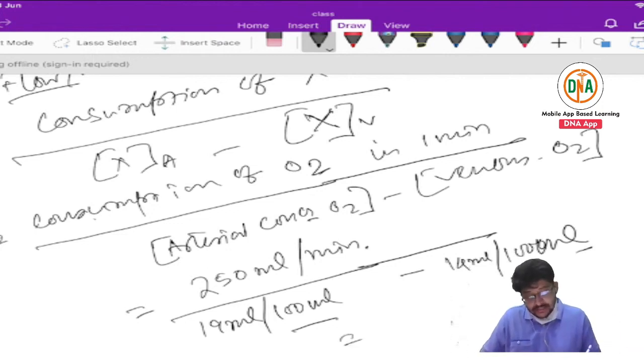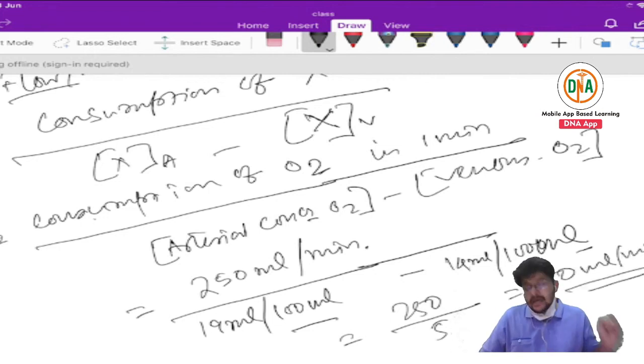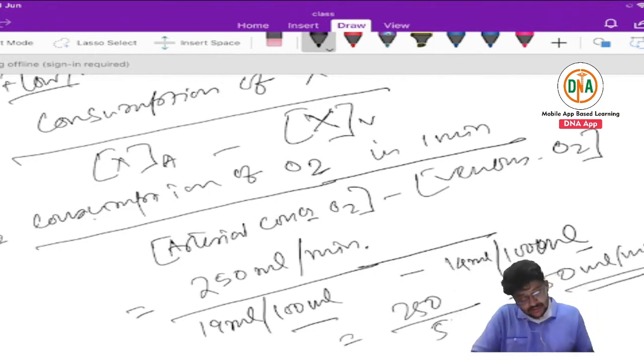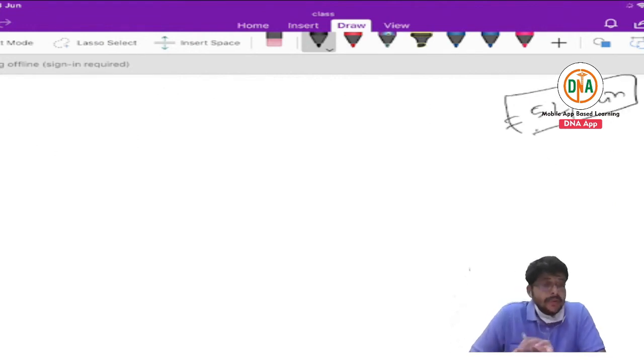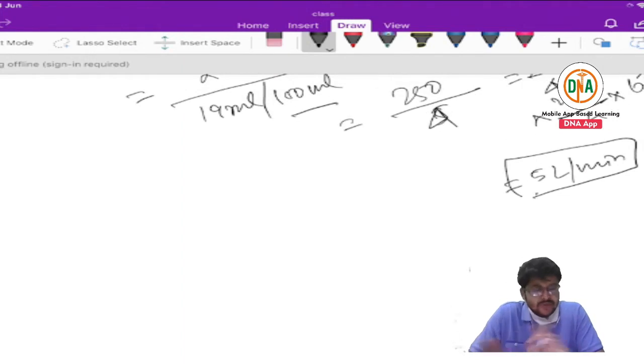So what we get is 250 ml divided by 5. It becomes 50 ml per minute. Approximately, sorry, this is 4. So it becomes 250 divided by 4, and in a minute, it will be 250 divided by 4 into 60 seconds. So it will approximately come around 5 liter per minute. So cardiac output will be approximately 5 liter. Some values may sway from here and there, but the ultimate value, 5 liter per minute, will come.